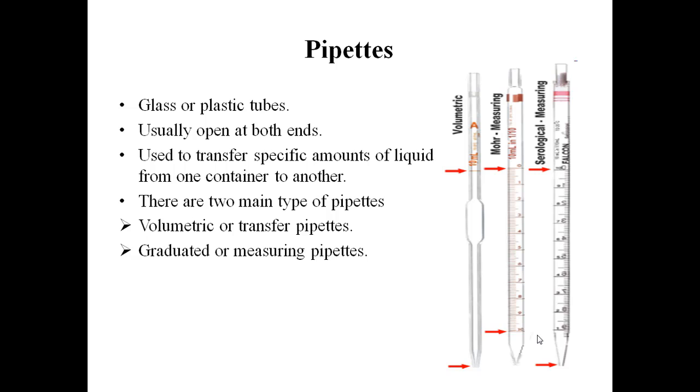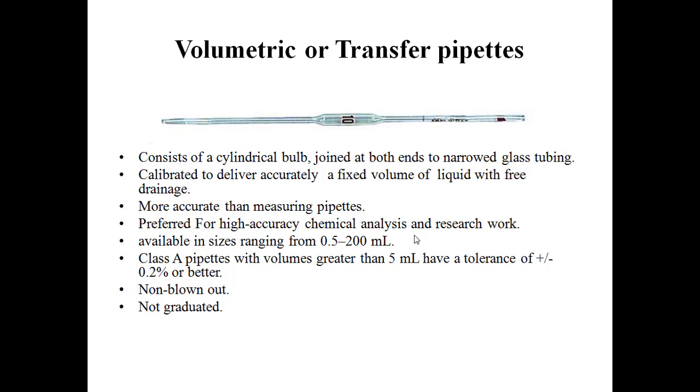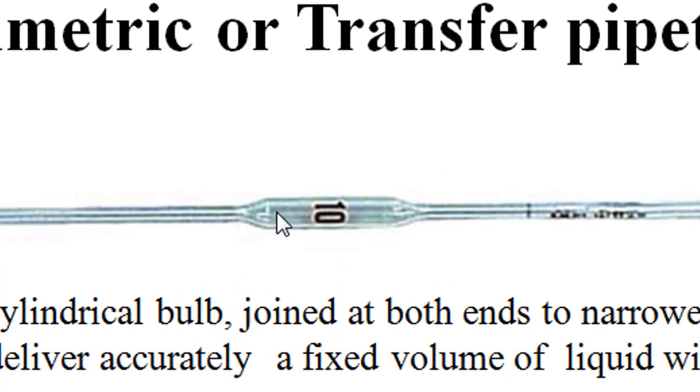What is a pipette? A pipette is a glass or plastic tube, usually open at both ends, and it can transfer specific amounts of liquid from one container to another. Basically it is divided into two types: volumetric or transfer pipettes, and graduated or measuring pipettes. Now volumetric or transfer pipettes consist of a cylindrical bulb. You can see over here, this is the cylindrical bulb.